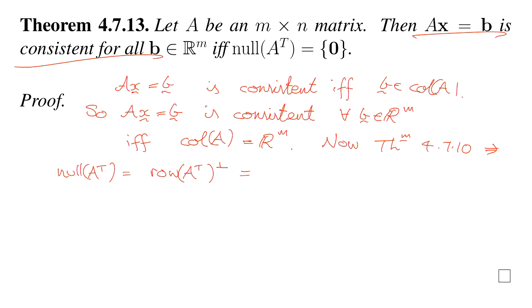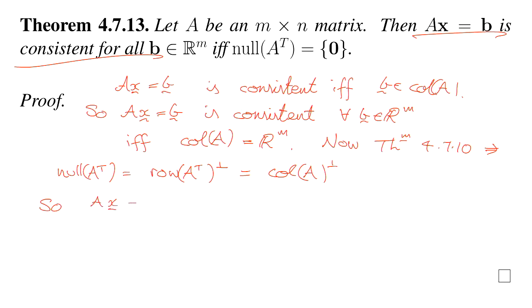Just because A transpose is just some other matrix. This is just using theorem 4.7.10. But the row space of A transpose is the column space of A. So the co-kernel of A is the perp of the column space of A.